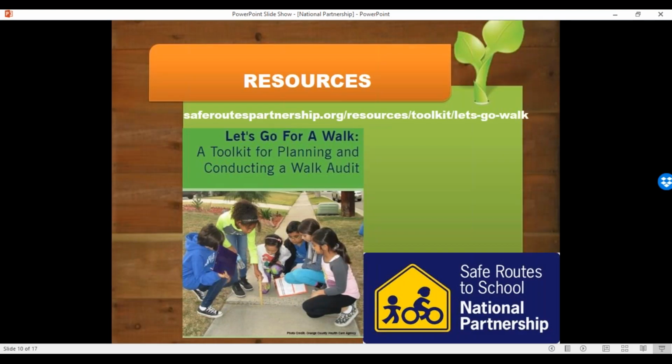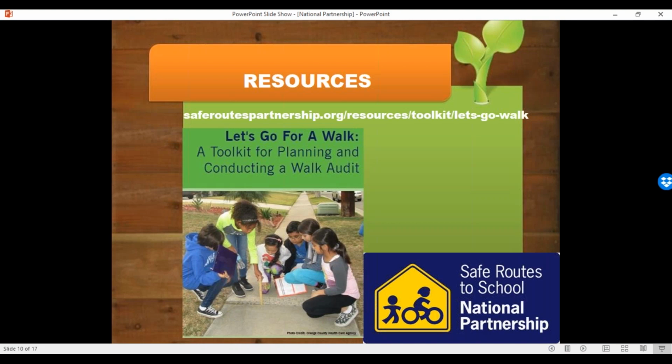The first resource is our Walk Audit Toolkit. This toolkit has all the background information you'll need to know and useful templates and links for planning a route or knowing what to look for, understanding who should help with a walk audit, and sharing observations to make change. The toolkit is available on our website. You can use that link listed there.